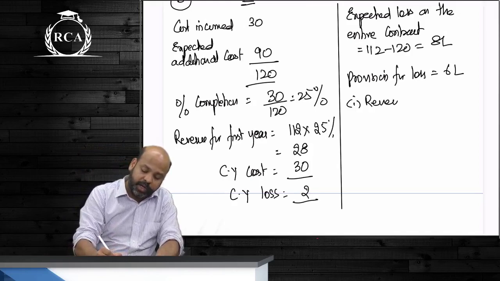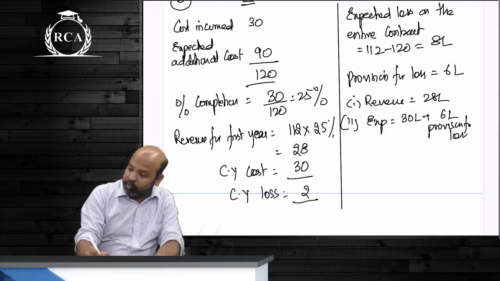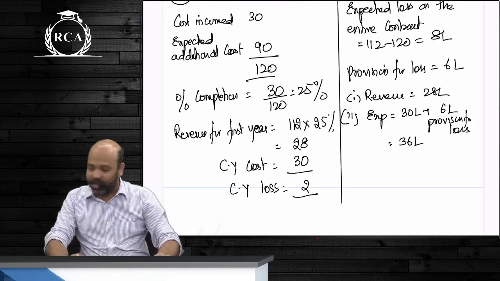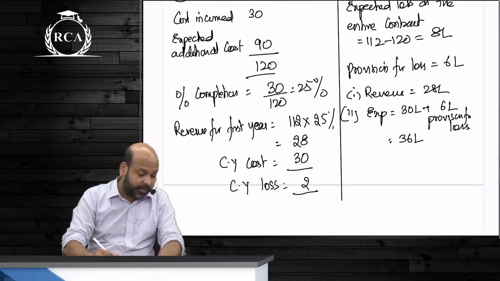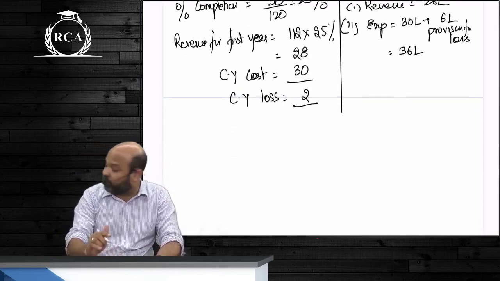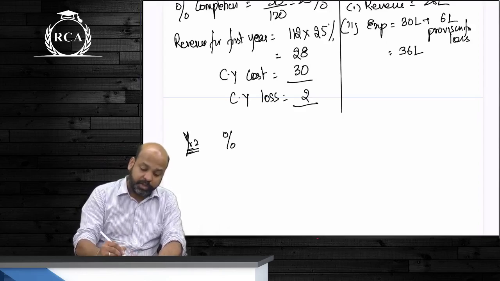Revenue is 28 lakhs. Expenditure, guys, how will you get it, beta? 30 lakhs plus what are we adding? 6 lakhs, provision for loss. 30 lakhs plus 6 lakhs, 36 lakhs. Next, guys, what is the third bit, beta? Revenue for year 2. For this, beta, what is the degree of percentage completion?